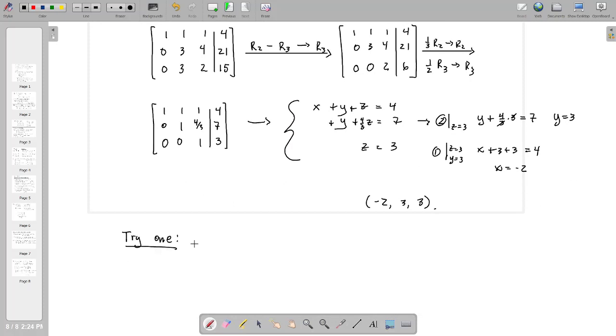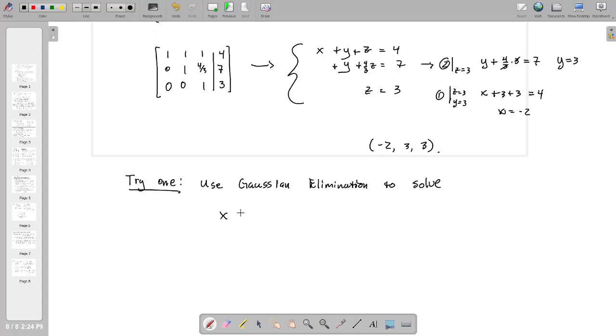Try one. Use Gaussian elimination to solve the system x minus 2y plus z is equal to 1, y plus 2z is equal to 5, and x plus y plus 3z is equal to 8.